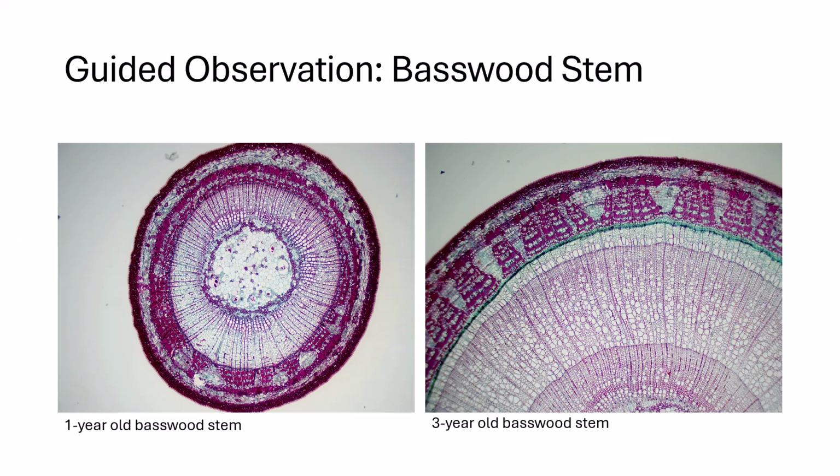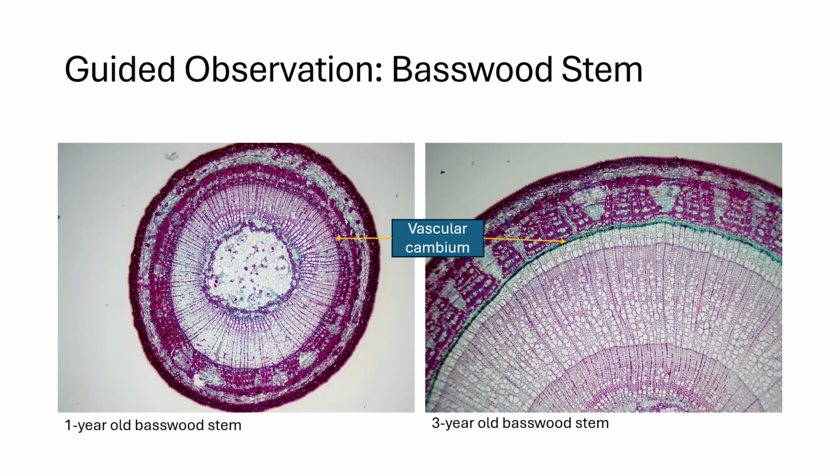Now move outward to the thin ring between the xylem and the phloem. This narrow layer is the vascular cambium. It's usually hard to see as a thick structure, but its position right between the xylem and phloem is a key clue. It is stained green in the older stem.